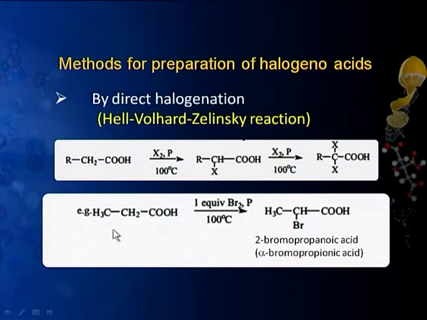For example, propanoic acid, when it is treated with one equivalent of bromine in presence of phosphorus, we will get 2-bromopropanoic acid or alpha bromopropionic acid. Now, during my discussion I shall be naming acids somewhere by IUPAC names, somewhere by common names also, because common names for these acids, that is halogen substituted acids as well as hydroxy acids, are very commonly used.